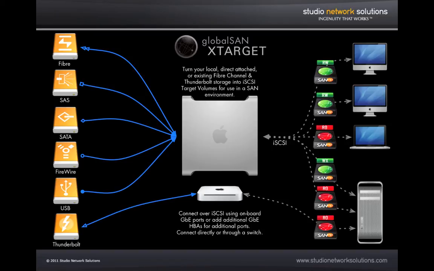globalSAN Xtarget Storage Server is the first commercially available iSCSI target for OS X. With globalSAN Xtarget, you can turn any local direct-attached storage or existing fiber channel and even Thunderbolt storage into iSCSI target volumes for use in a SAN environment. You can then connect to these volumes over iSCSI using onboard Gigabit Ethernet ports or add additional HBAs for even more ports.